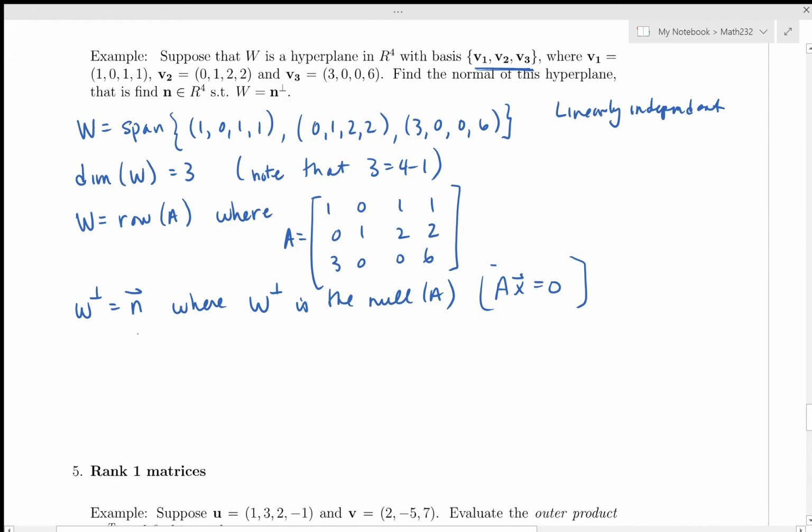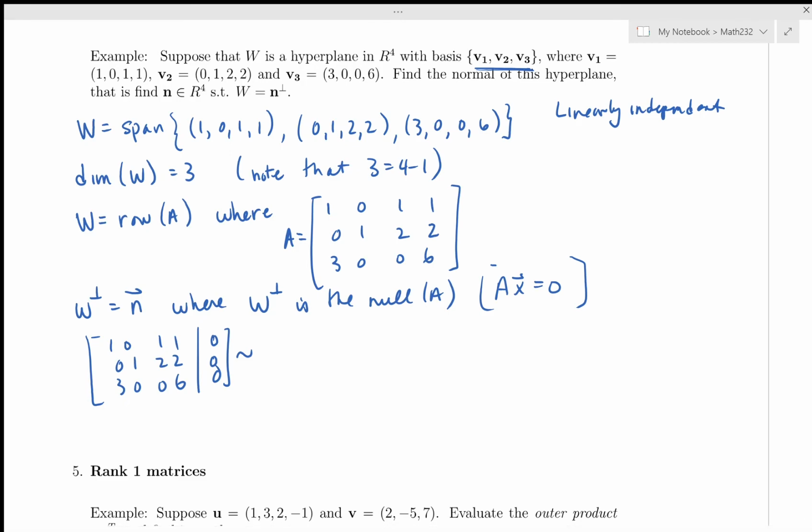So I'm going to go ahead and do that. I take A. Here it is: 1, 0, 1, 1, 0, 1, 2, 2, 3, 0, 0, 6. I augment that with 0, 0, 0, and I go ahead with my Gaussian elimination until I get this into reduced echelon form.